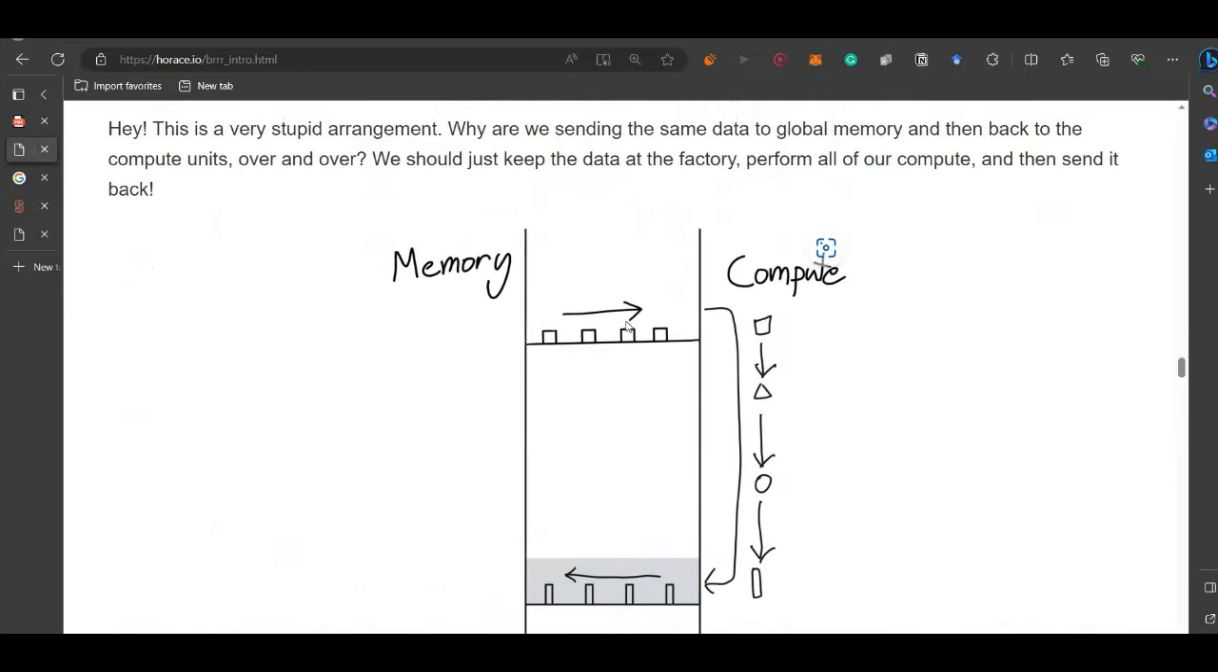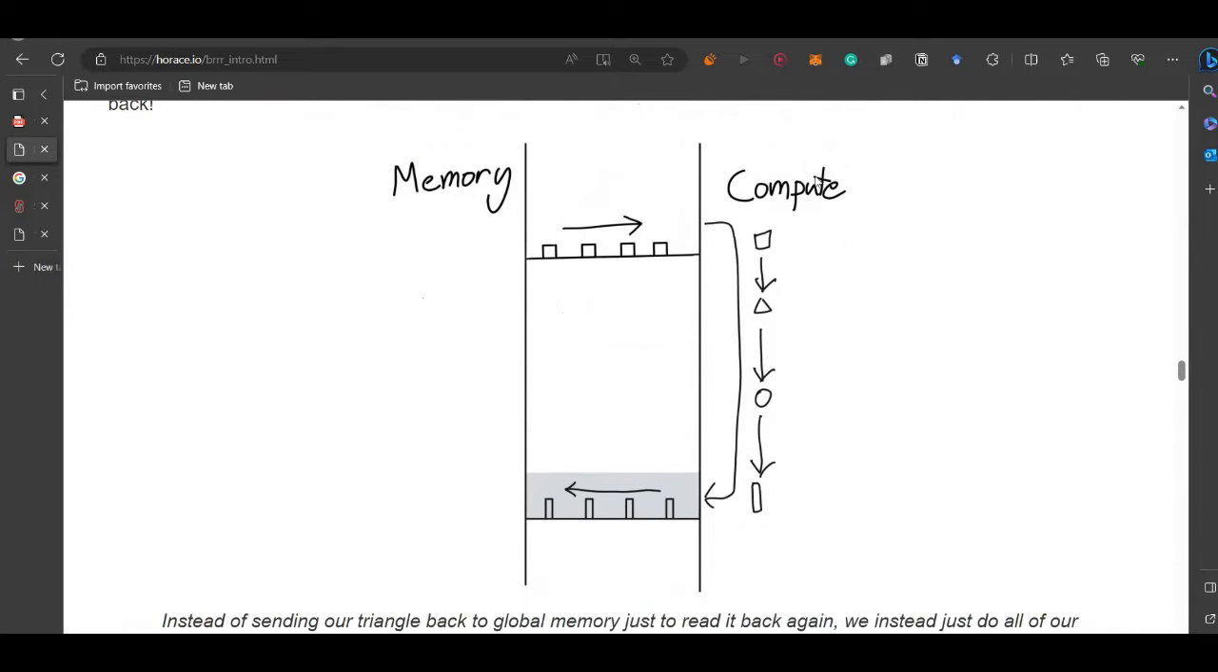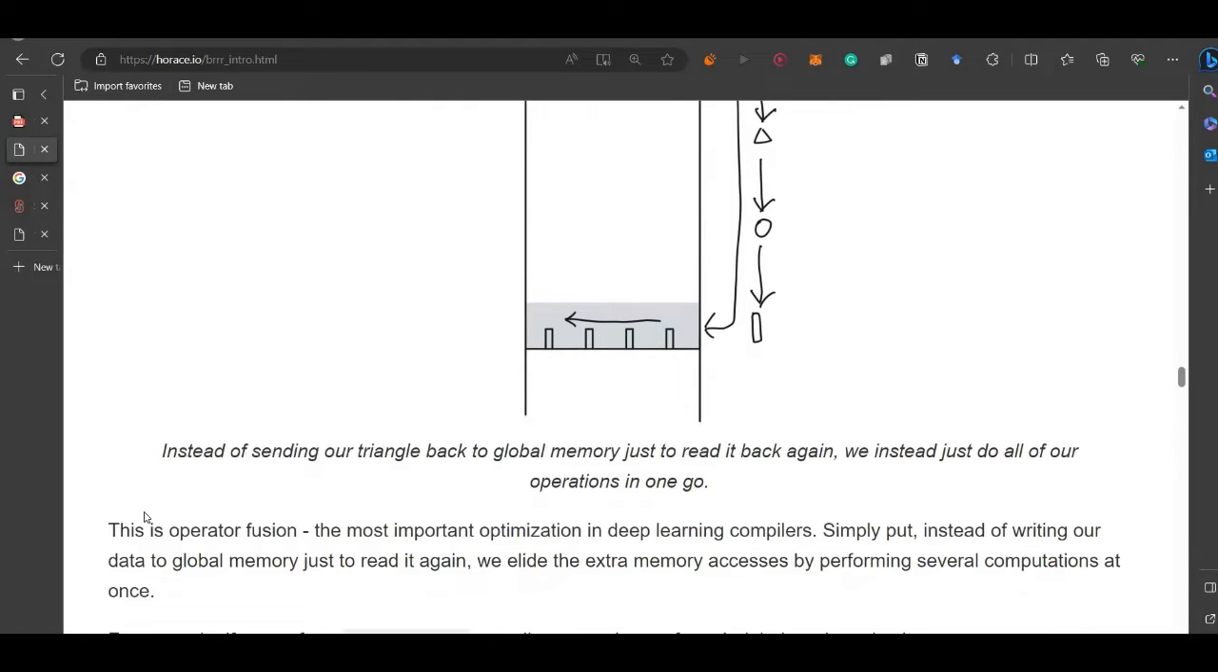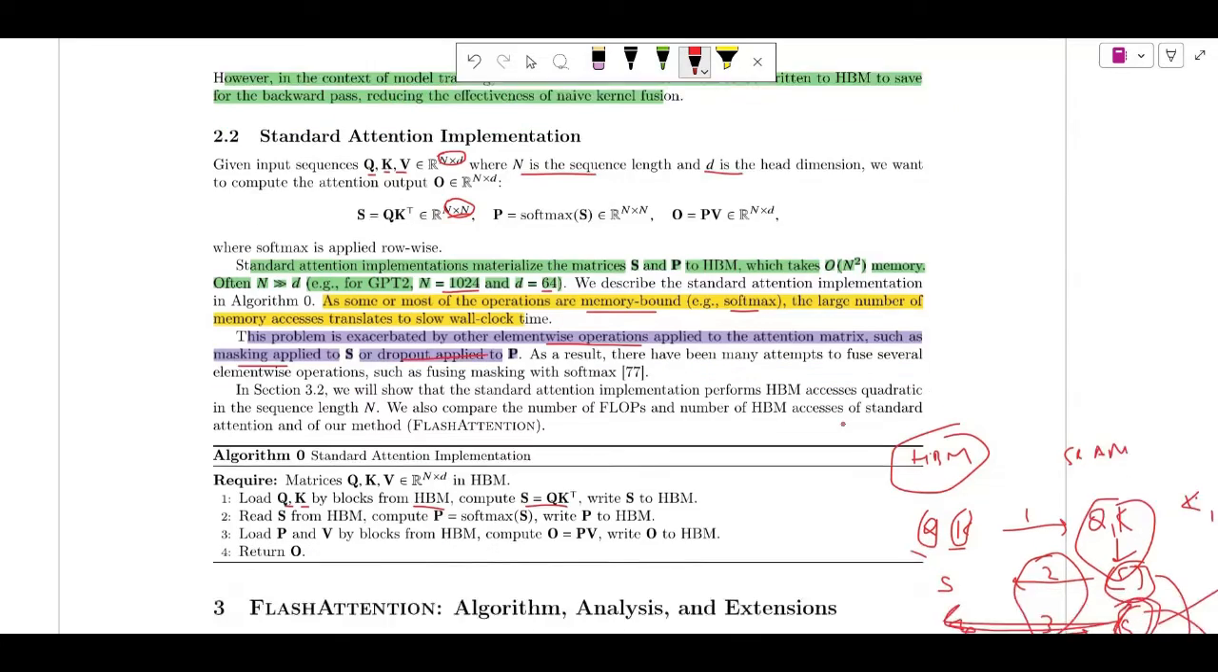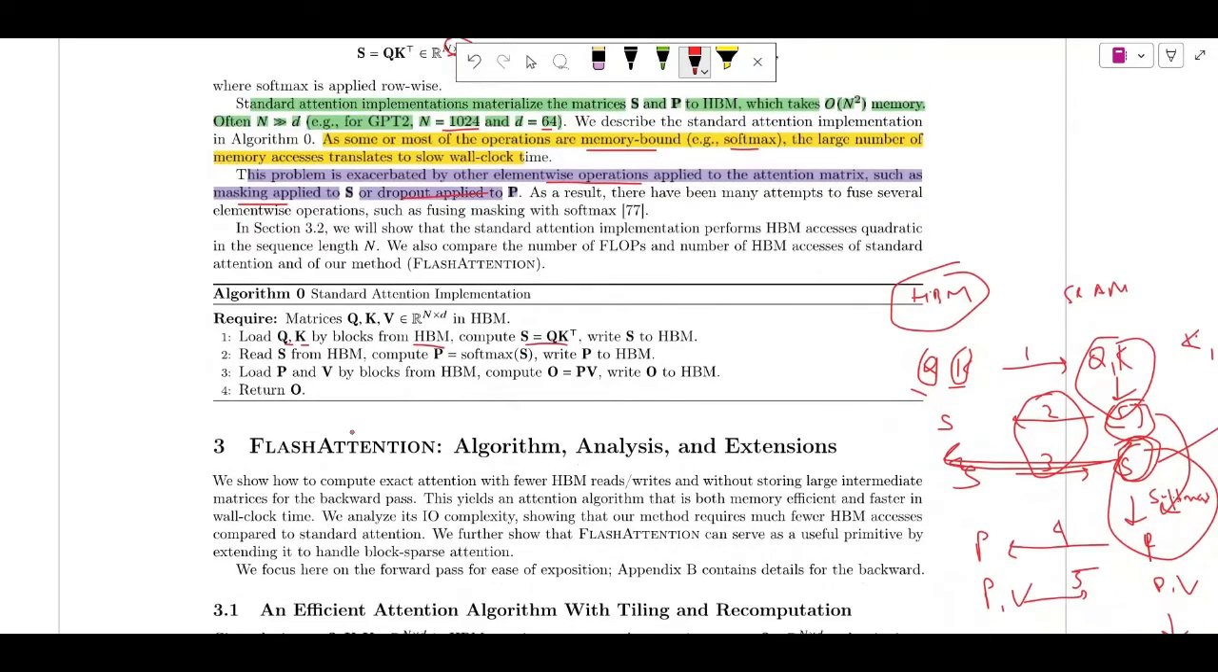Instead, if you fuse the kernels, you just send the input once, do all the computation, and write it back again. So this saves a lot of time. As they say here, in attention most of the operations are memory bound because you have a lot of element-wise operations such as softmax, masking, and dropout. So we have to do some optimizations for this.